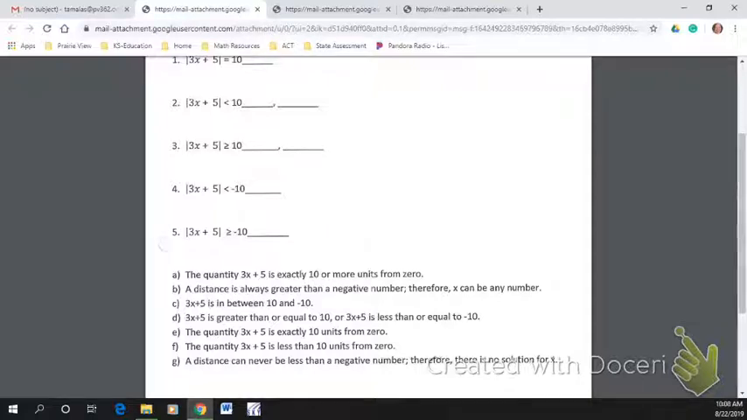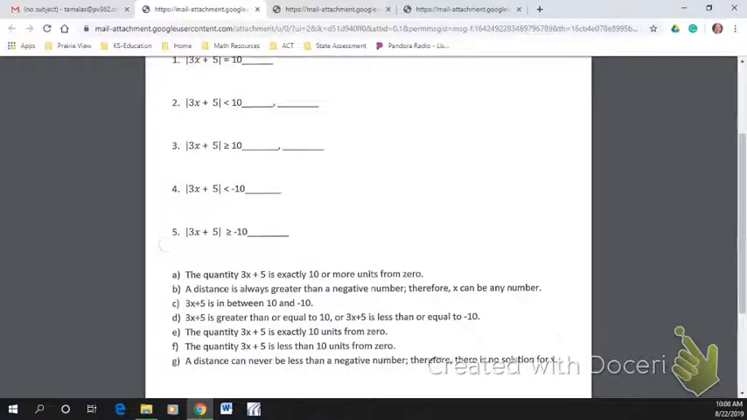The absolute value of 3x plus 5 is equal to 10. So that tells me that this quantity right here is exactly 10 units away from 0. See if you can look down here and match that with one of these choices. E. Letter E says the quantity 3x plus 5 is exactly 10 units from 0. So number 1 should be E.